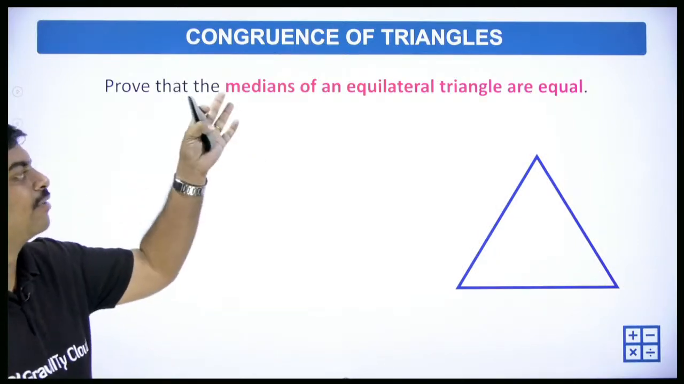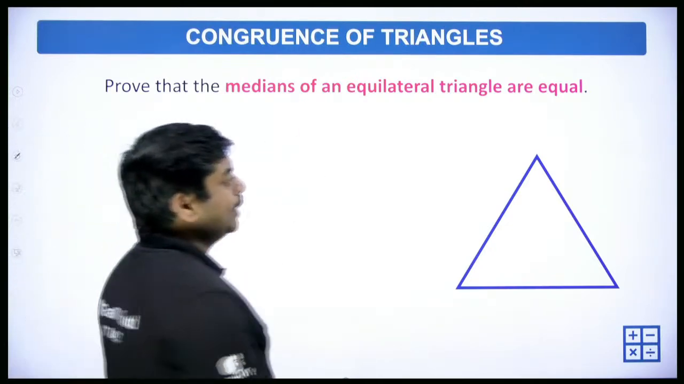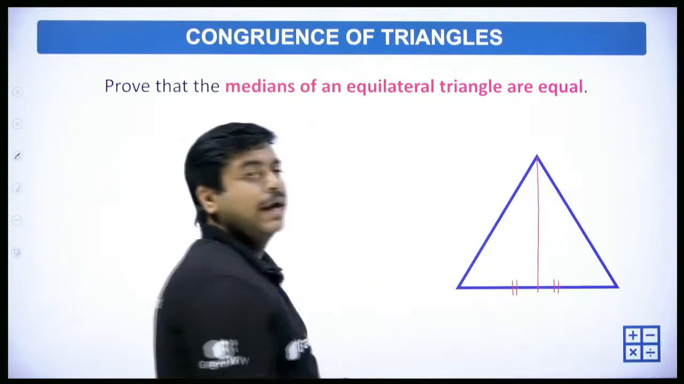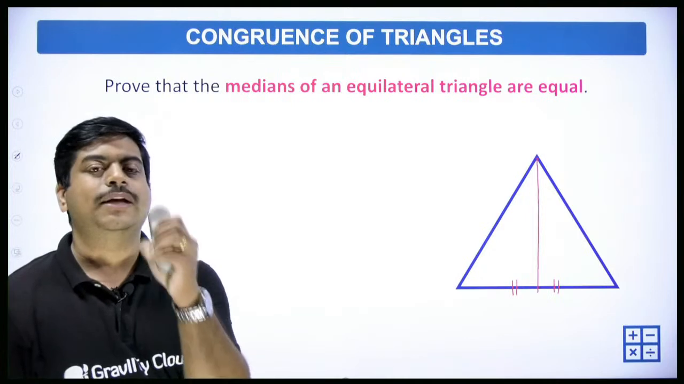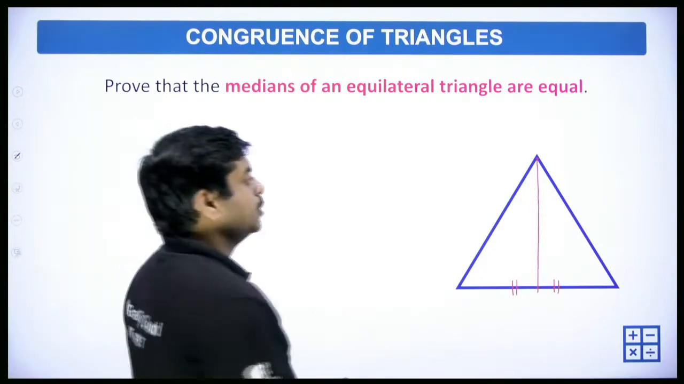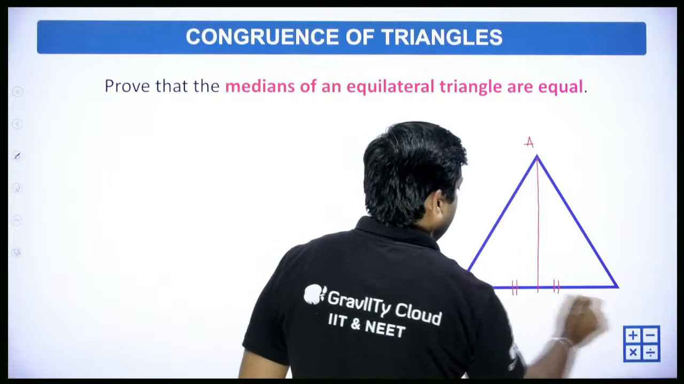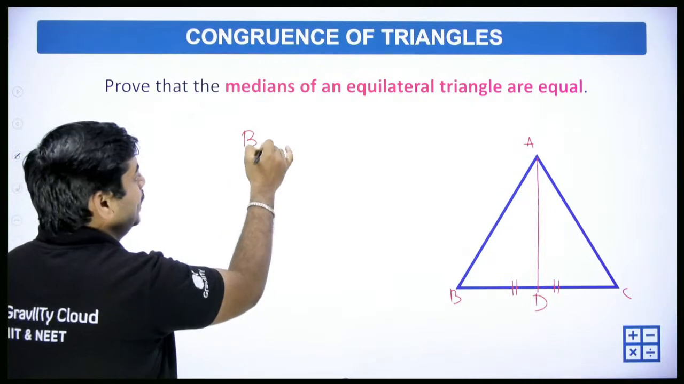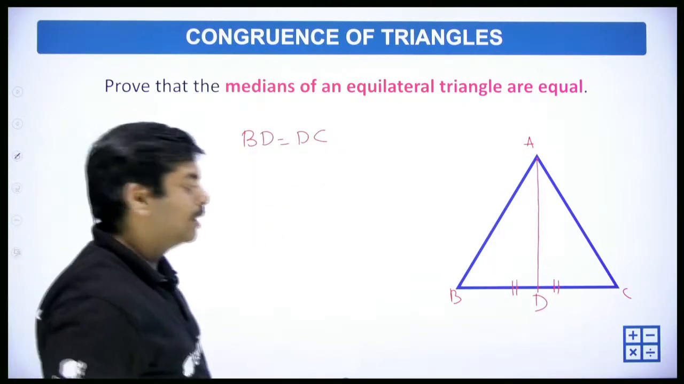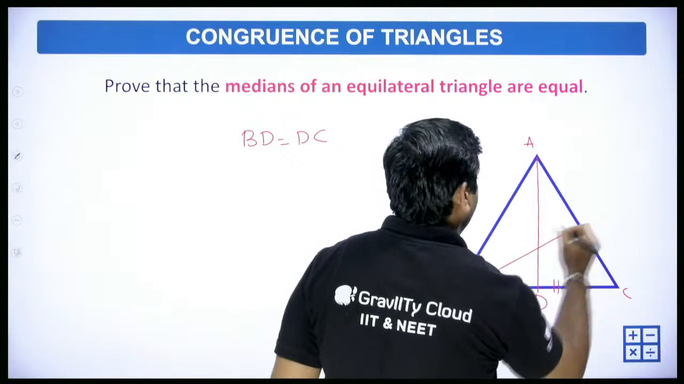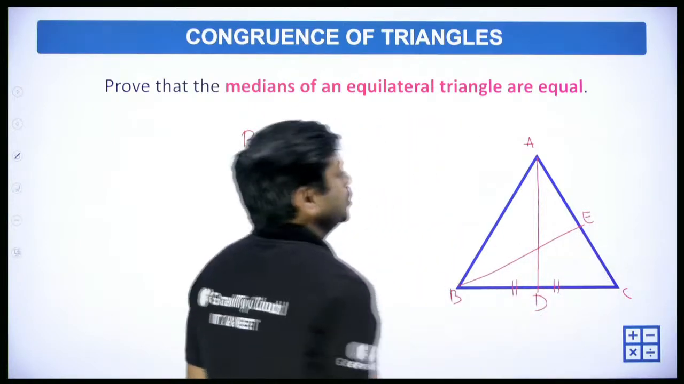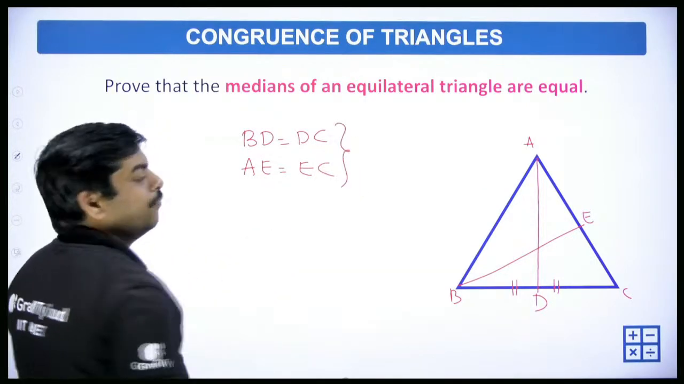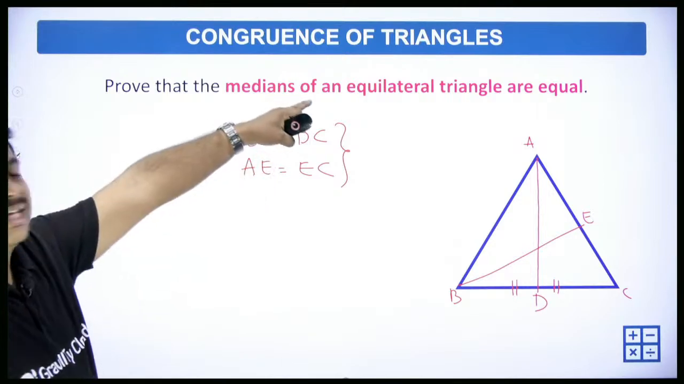Prove that the medians of an equilateral triangle are equal. Median, so let me recall that. So this is one median. Median always passes through the midpoint of the opposite side. So if you say this is ABC, let us take this point as D. As it is a median, I can say that BD is already equal to DC, right? Let me draw one more. So here BE, let us say, so AE is equal to EC. These two are midpoints because of the median.